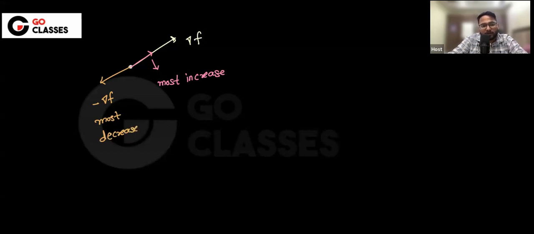Now suppose I form a 90-degree angle with the gradient. If I go in this direction, what will happen? I'm going neither in the increasing nor in the decreasing direction. If I go perpendicular to the gradient, the function value won't change in this direction.